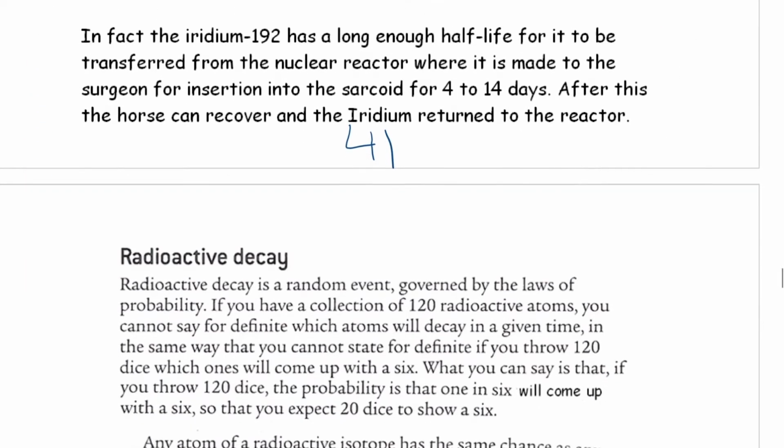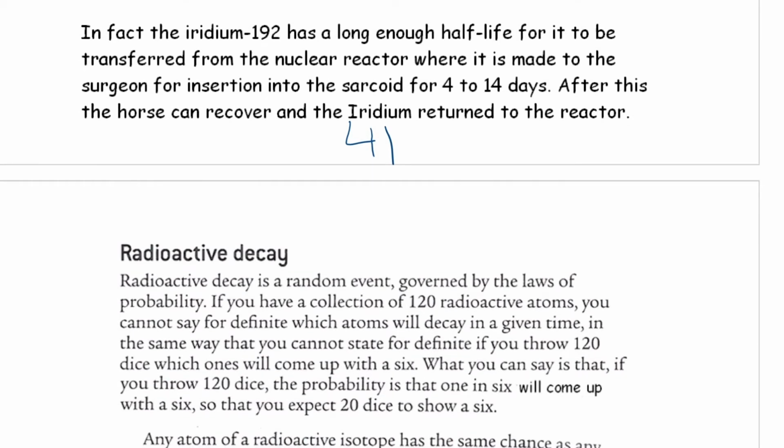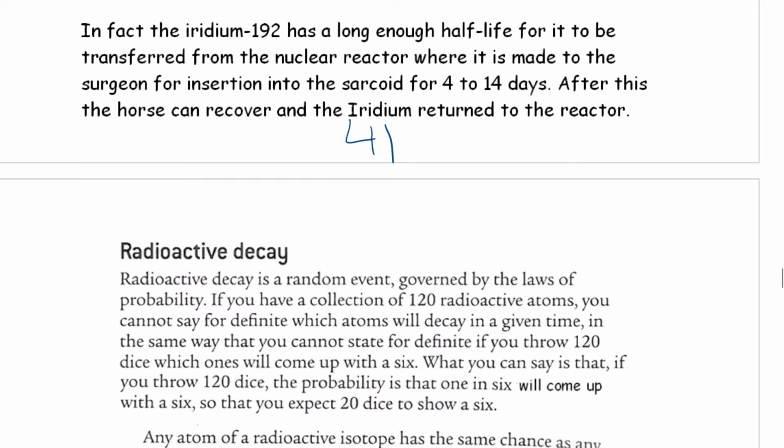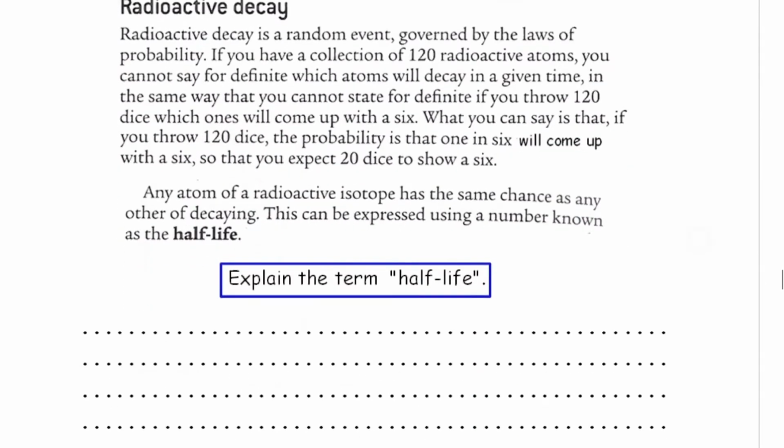So it says, in fact, iridium has a long enough half-life for it to be transferred from the nuclear reactor, where it's made, to the surgeon for insertion into the sarcoid for 4 to 14 days. After this, the horse can recover and the iridium is returned to the reactor. Okay.